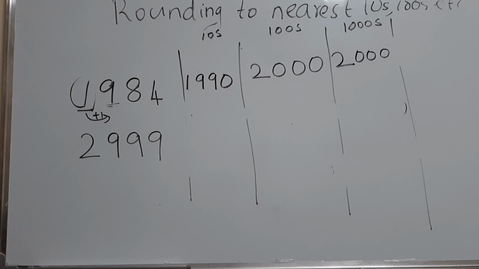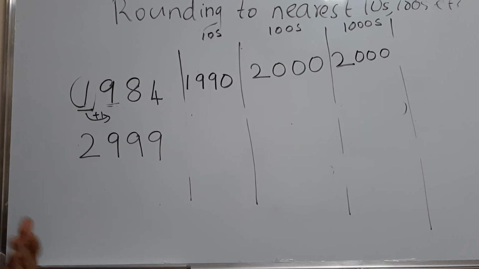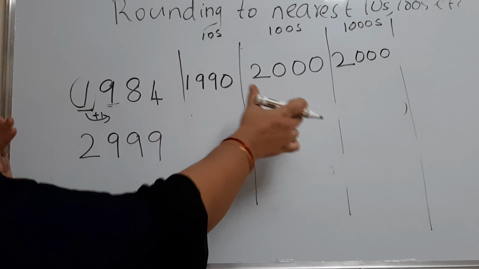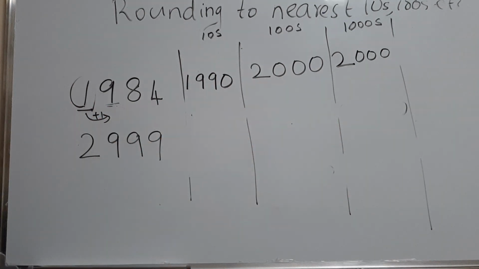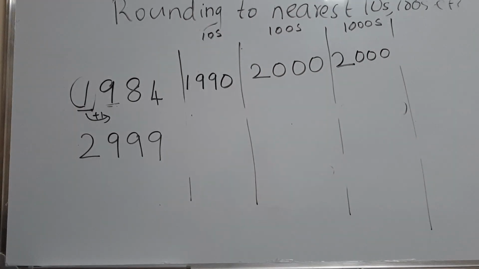So most of them will get confused. Like, okay, how can rounding to nearest hundreds be 2000? Actually, it is like that. Now, if you see 984, then 1000 will be near, right? Like that, 1984, 2000 is near, right? So 99, what will be near? 100 is near. Rounding to nearest 100 means 100 is the answer. So it will come like that, right? So you are getting the same answer. So no need to confuse.